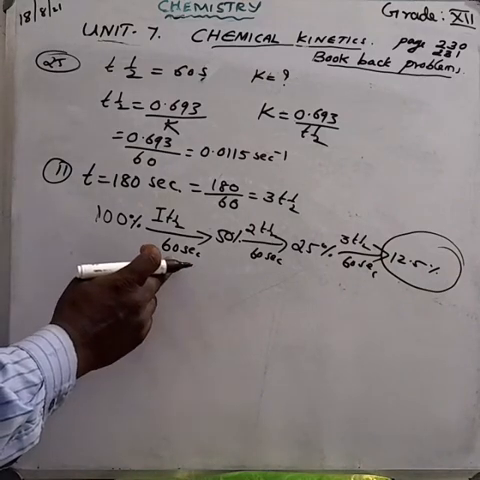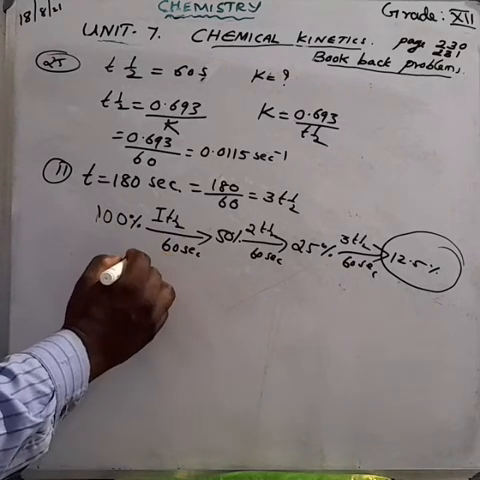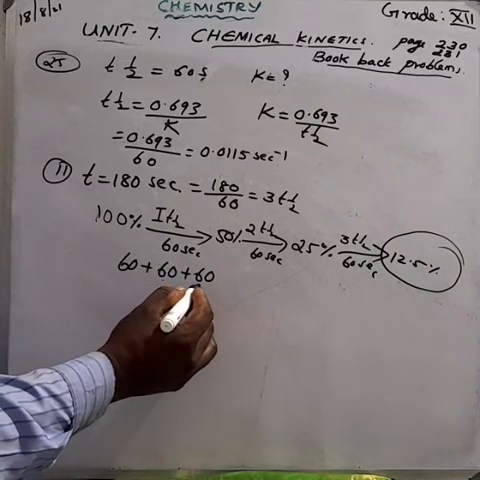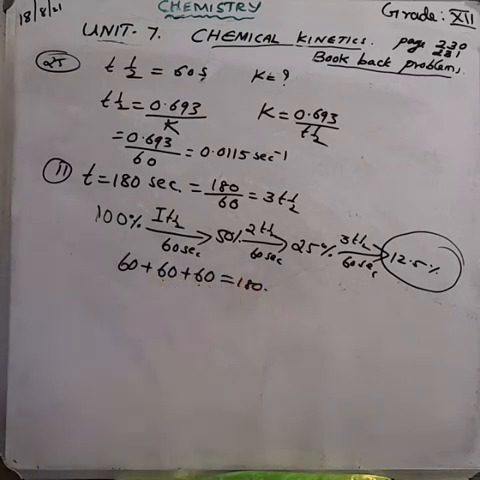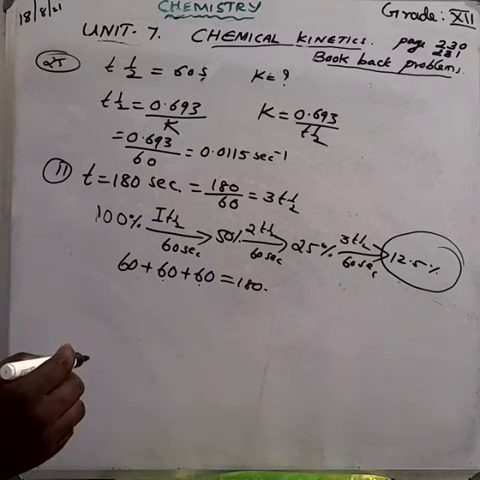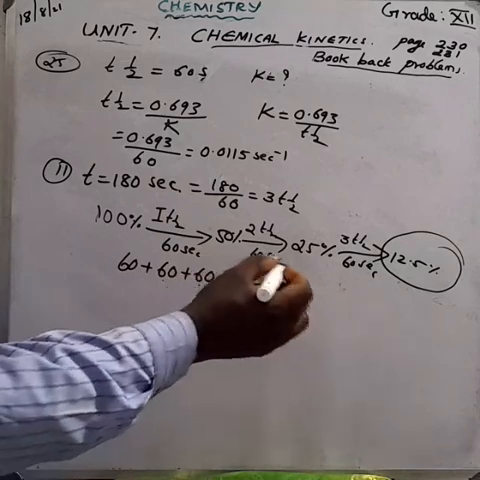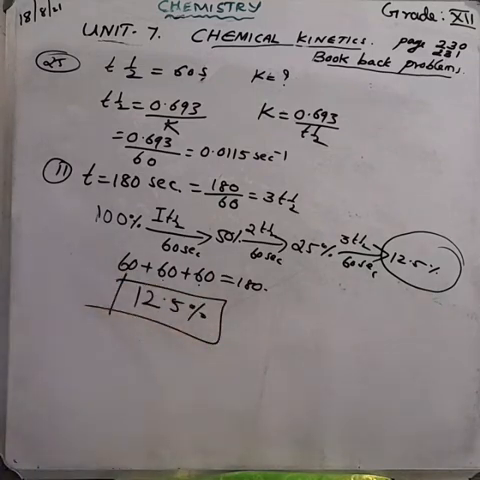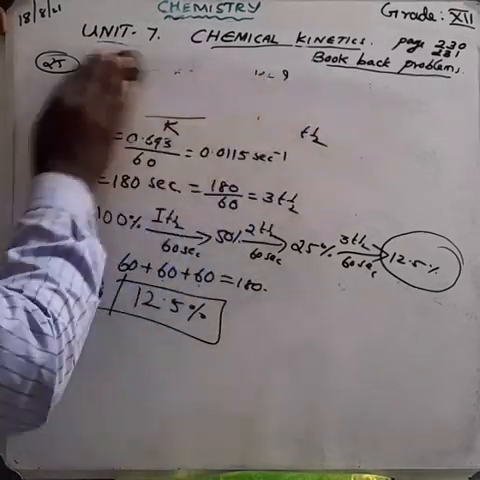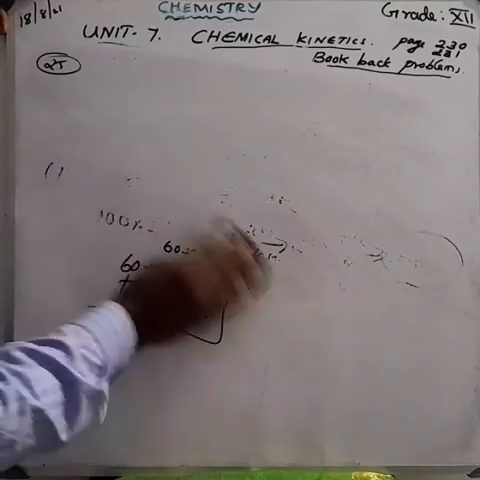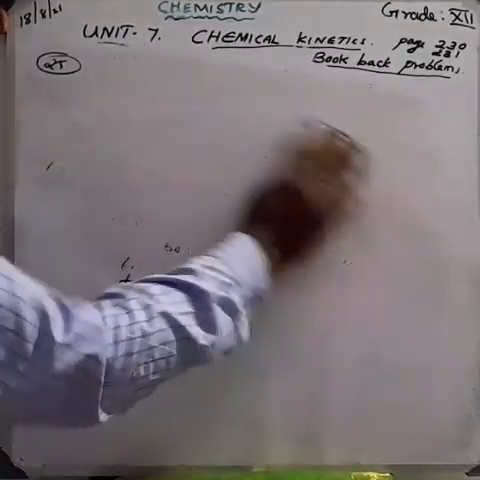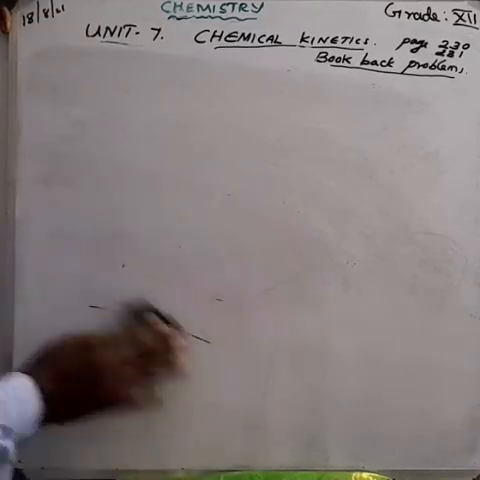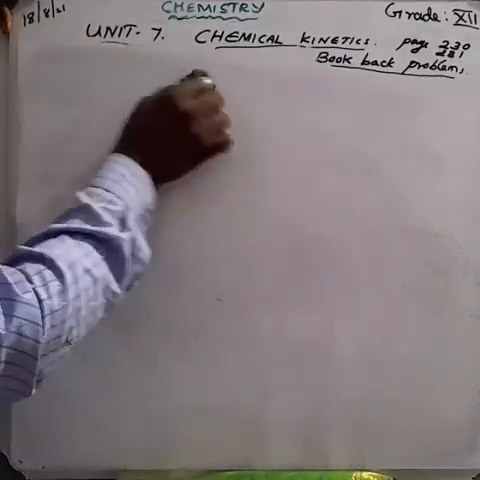So now you count the time. First 60, next again 60 means 120. Next again 60 means 180. So what is the value given? After 180 seconds, 12.5% of A will be left over. So what's our answer? 100% to 50, 50 to 25%, 25 to 12.5%. That's the amount of A that will be left after 180 seconds.